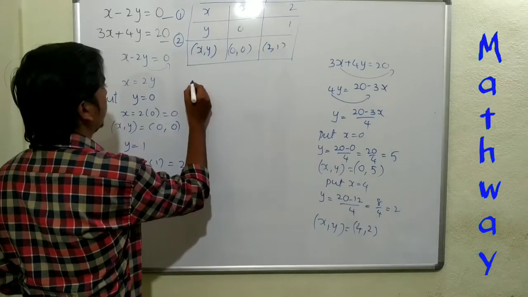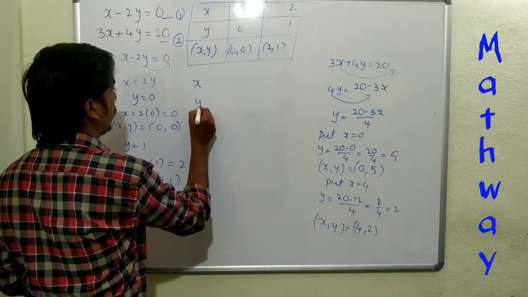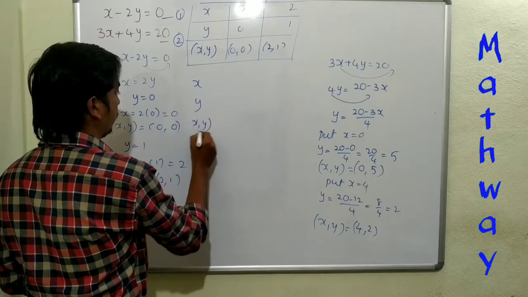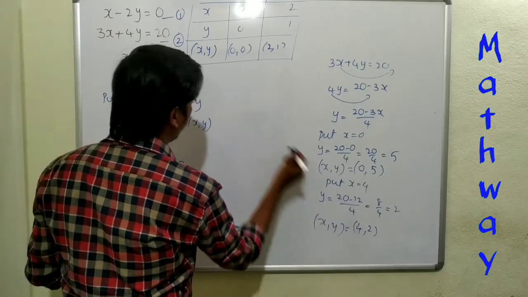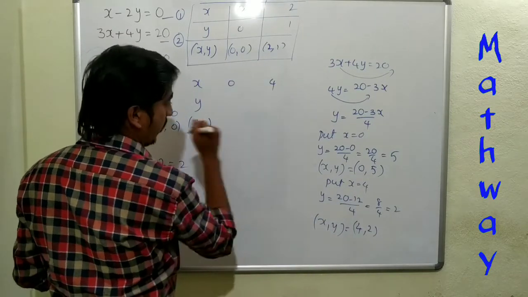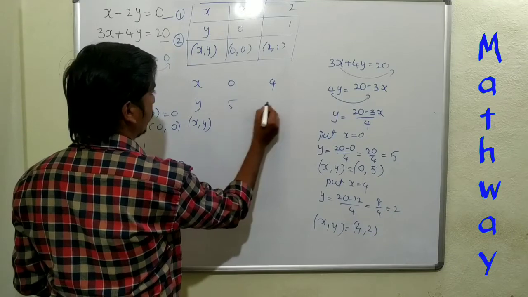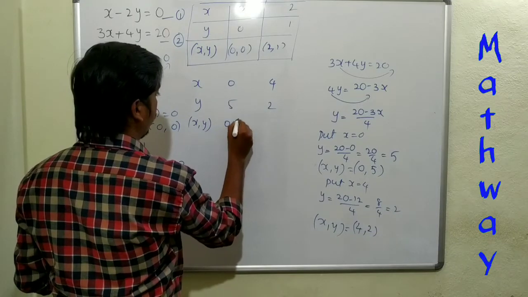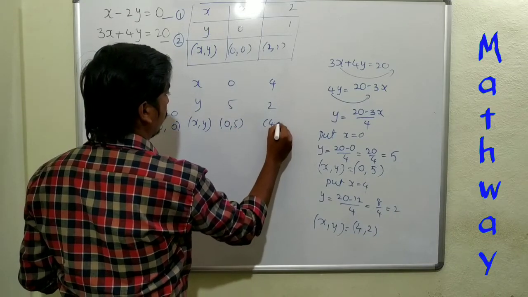Let us arrange that in the table. x, y and x comma y. So what are the x values here? 0 and 4. And the y values are 5 and 2. Points 0 comma 5 and 4 comma 2.